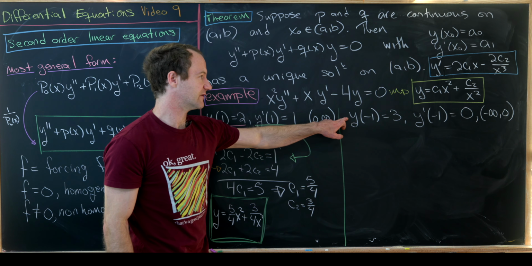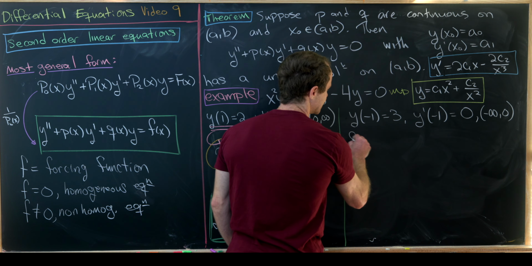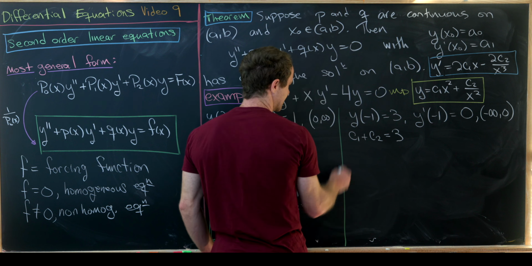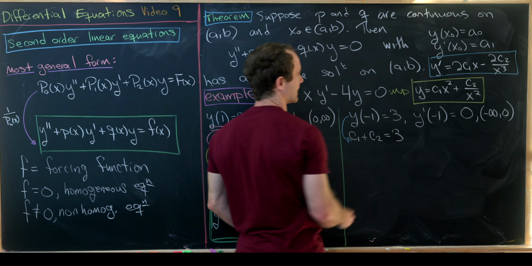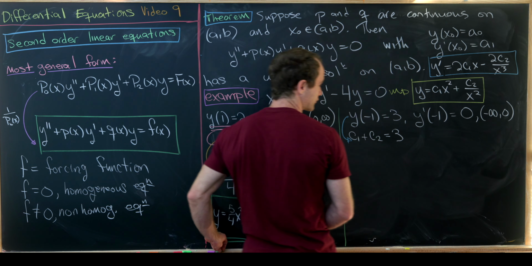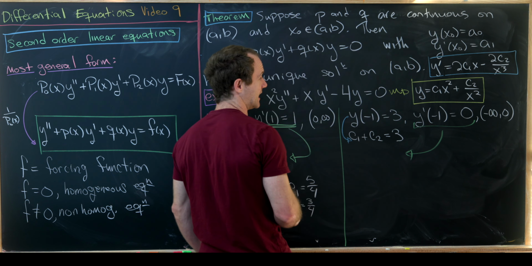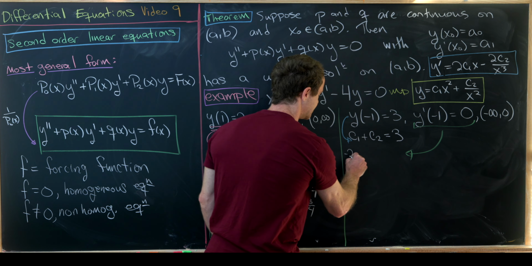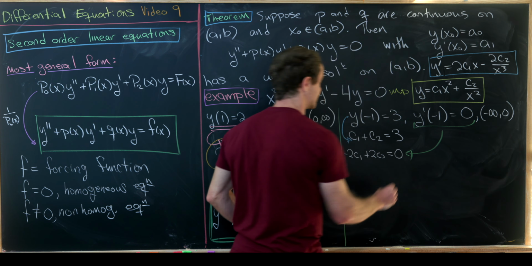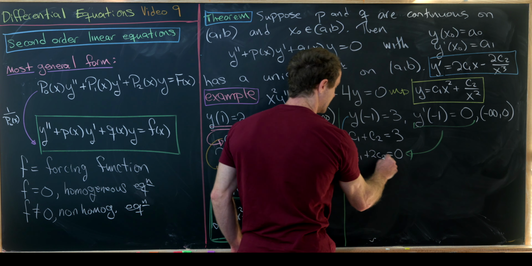So plugging -1 into our function will give us something like c1 plus c2 equals 3. Notice the negative canceled out because we've got squares. And then plugging -1 into the derivative, let's see. That gives us something like -2c1 plus 2c2 equals 0.